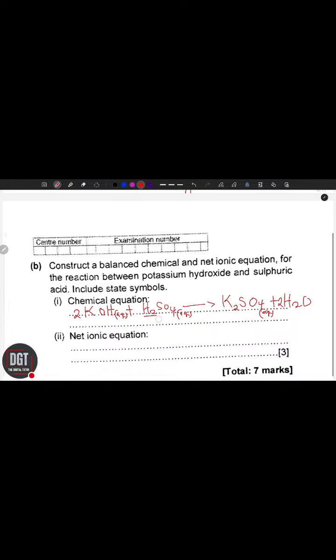So this one is just the same as the sodium hydroxide, because in terms of balancing, in terms of numbers, potassium and sodium both belong to group 1. So in terms of balancing, it's just the same.